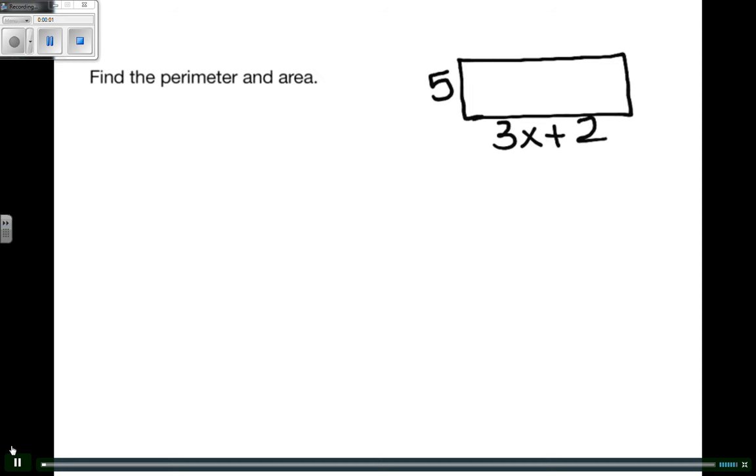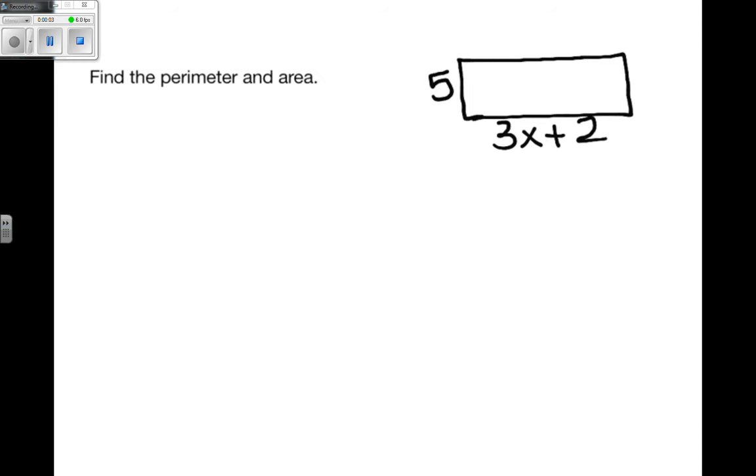In this video, we will work on finding the perimeter and area of objects whose side lengths are algebraic expressions, like in the figure shown here. Well, first, let's define perimeter. Perimeter, we should know and remember, is the distance around an object. So to find the perimeter, we simply add all the sides.